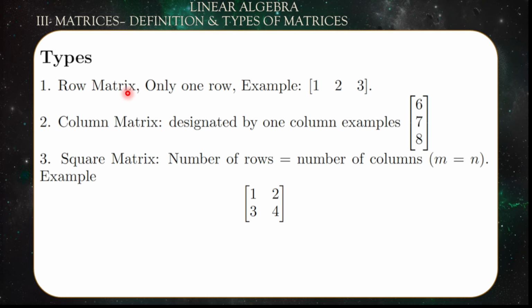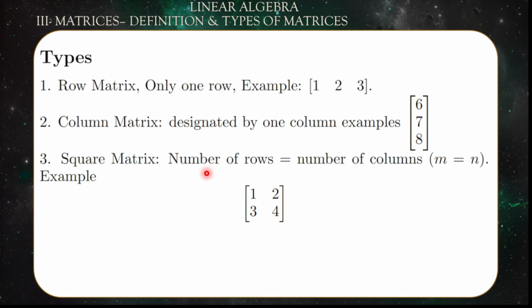Different types of matrices. You have the row matrix, with only one row, which is basically very similar to a vector. Example: 1, 2, 3. So one row, despite the fact that it has 3 columns. Column matrix, designated by one column, the same as a simple vector, except it is only a column vector. Okay, so one column but multiple rows, like 6, 7, 8 here.